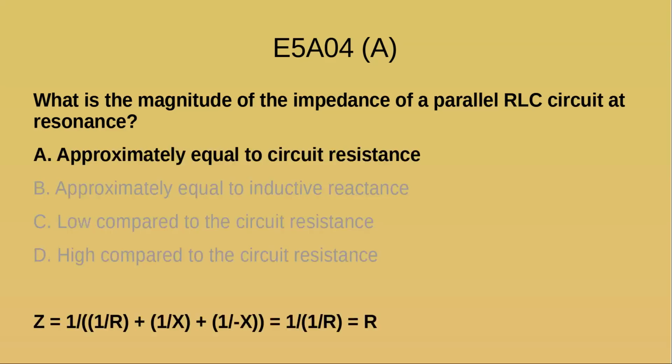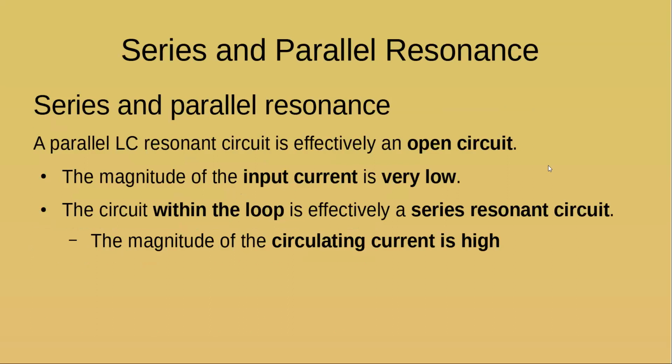Same thing. And you can work out the reciprocal of the reciprocals and prove it. Notice that at resonance the reactances cancel out, and we're always left with the circuit resistance, whether series or parallel. It's just how you get there, whether you approach it from a low impedance to whatever the resistor is, or a high impedance to whatever the resistor is.